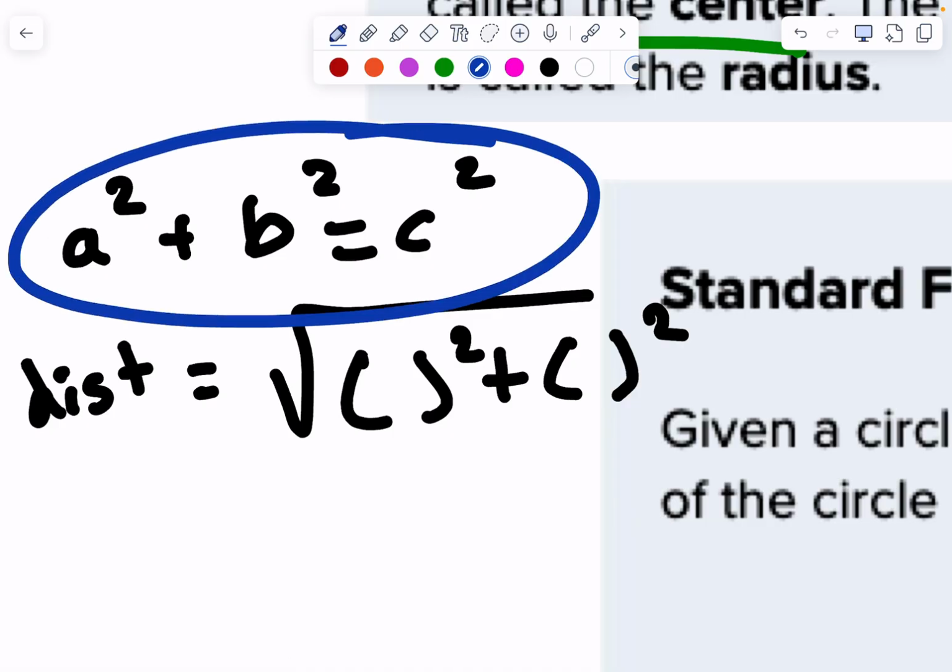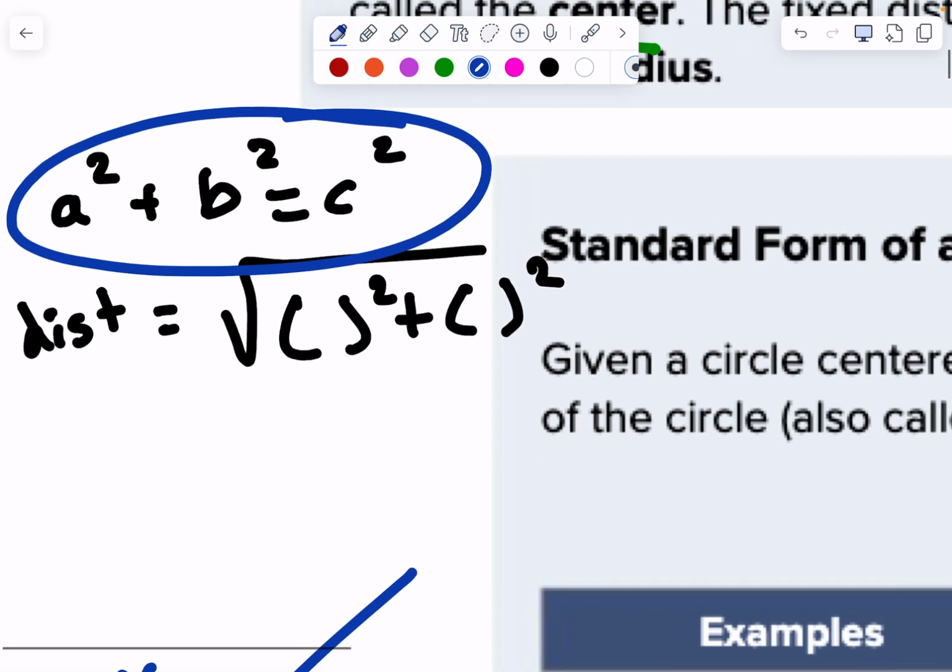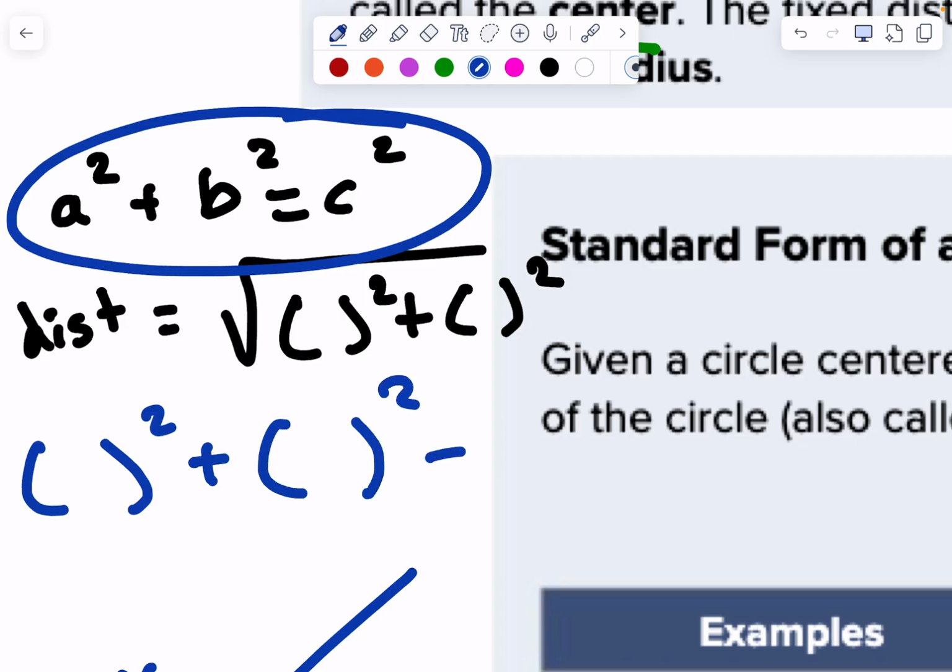So I'm going to go back to this guy, right? A squared plus b squared equals c squared. A squared plus b squared equals c squared. This is what the equation of the circle is. X goes here, y goes here. It is x minus h squared plus y minus k squared equals r squared. This is the equation of a circle. A squared plus b squared equals c squared.